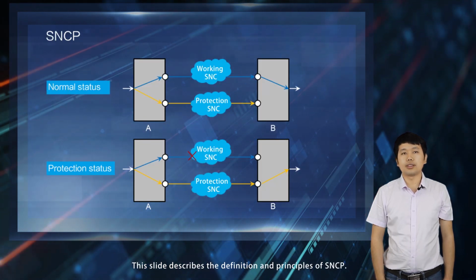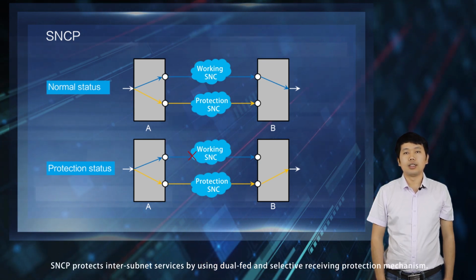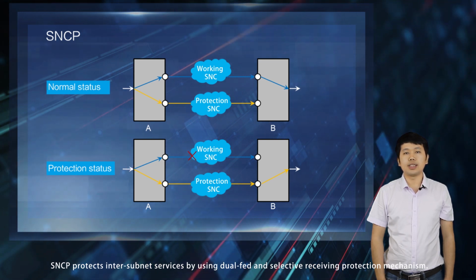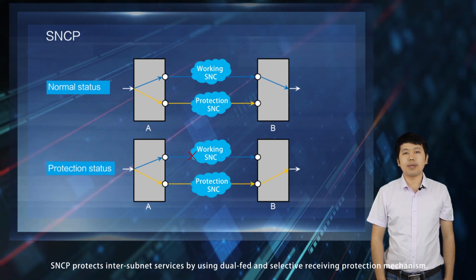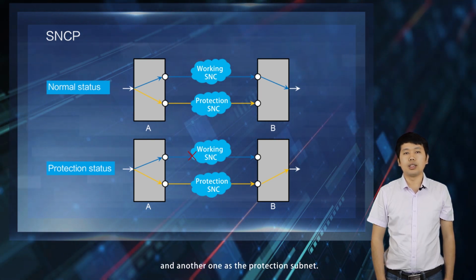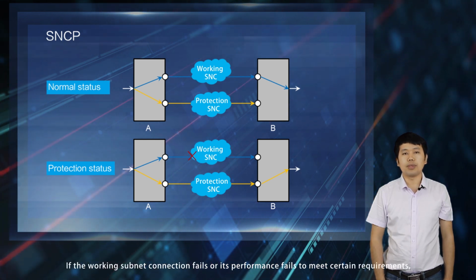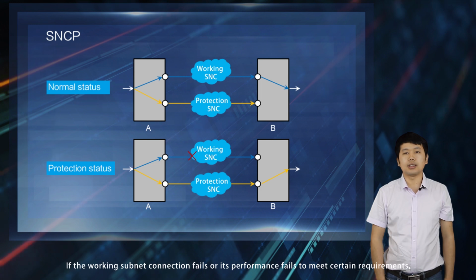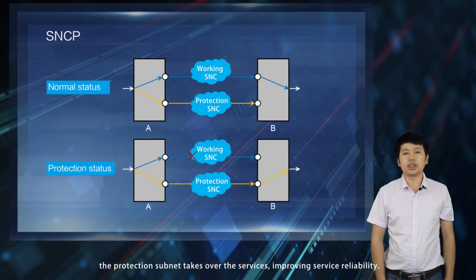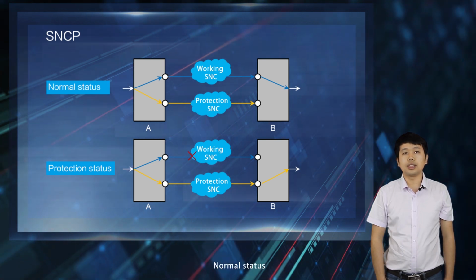This slide describes the definition and principles of SNCP. SNCP protects inter-subnet services by using dual-fed and selective receiving protection mechanism. SNCP uses a subnet as the working subnet and another one as the protection subnet. If the working subnet connection fails, or its performance fails to meet certain requirements, the protection subnet takes over the services, improving service reliability.